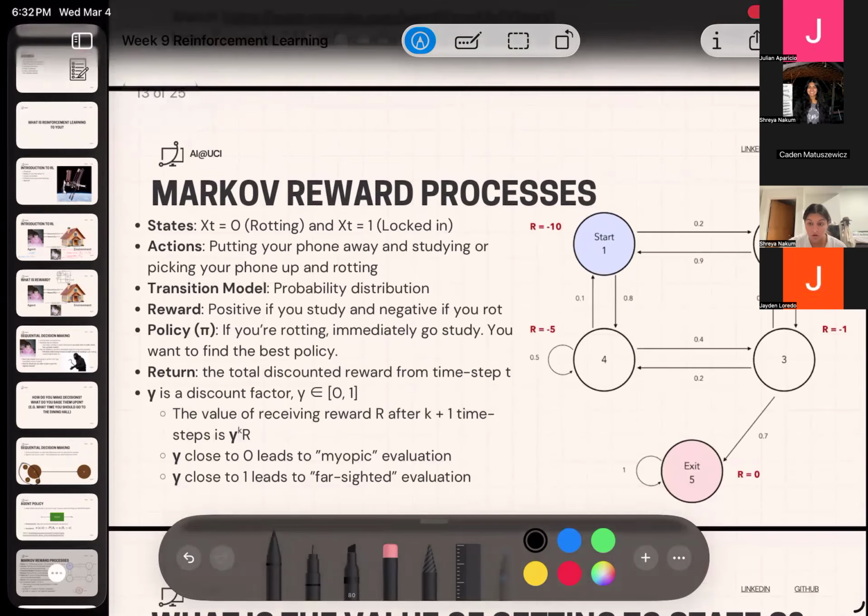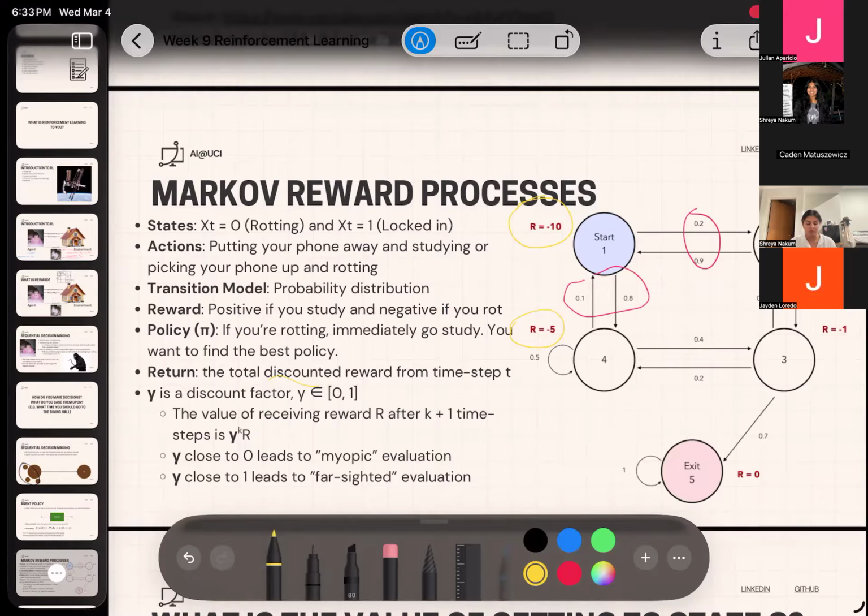So now let's do a quick review of Markov reward processes. If you remember, the main thing about MRPs is that you have multiple states, you have multiple actions that you can do, you have probabilities, and these are our rewards here. This probability distribution is our transition model. We got our rewards, and then there's our policy, which is what we want to develop. There's the idea of return, which is the total discounted reward we get from a certain time step t, and then there's the discount factor.